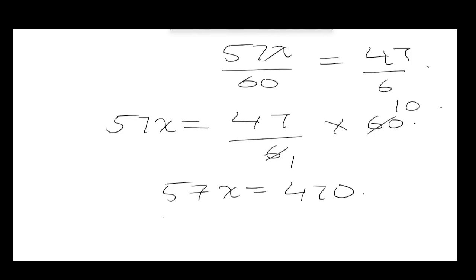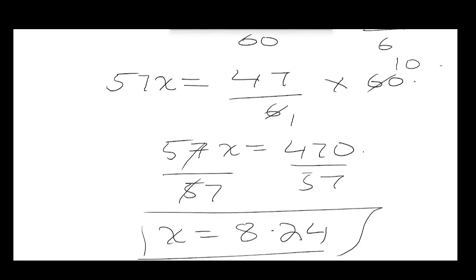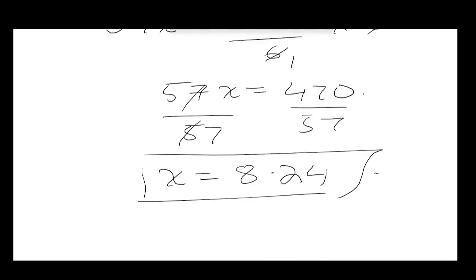Now we can just divide 57 from both sides to get the value of x. So x will be equal to 470 divided by 57, which if you divide it in a decimal, it will be 8.24. So this will be our final answer. And if you want to write this in a solution set, you can just do so by writing 8.24 right here, or just the fraction. It's just the same.